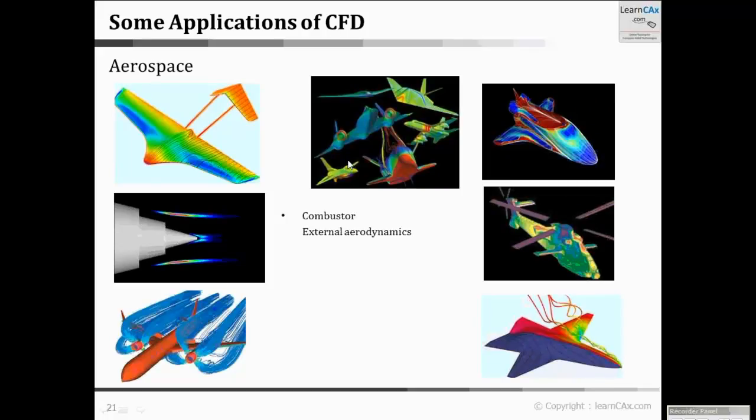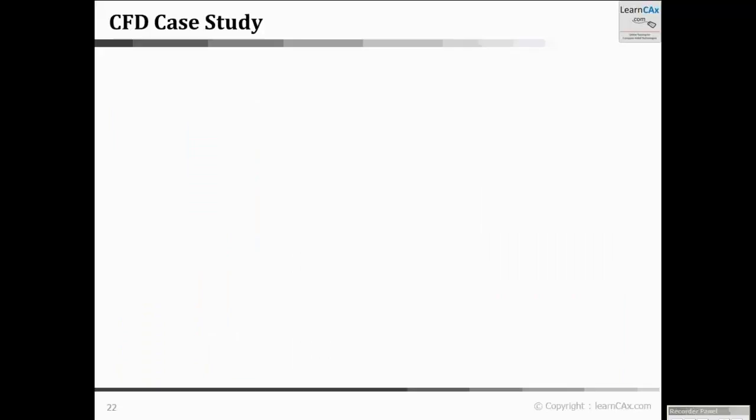In the aerospace field, CFD is also well established. It is used for combustion modeling, external aerodynamics, for flow separation type of models or simulations. It is used for inlets and nozzles and other parts or other component flow modeling. It is used in propulsion modeling also, as well as pumps. Now we will see a small sample case study which shows how CFD is used in order to modify design or optimize a particular design.